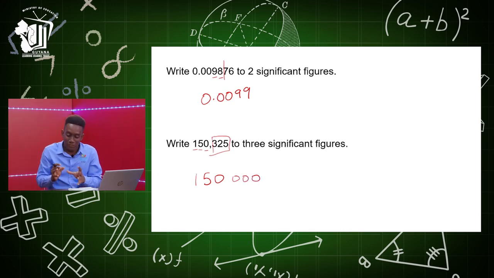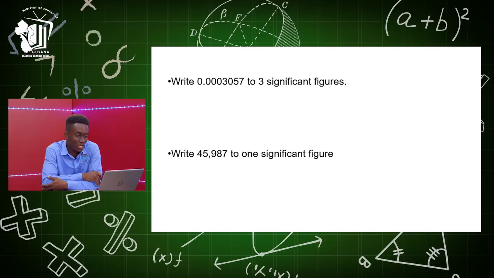So 150,325, when we round it off correct to 3 significant figures, it will be 150,000. Because we are just concerned with the first 3 significant figures, and everything else we add 0 in place of it. So let's look at some more examples.